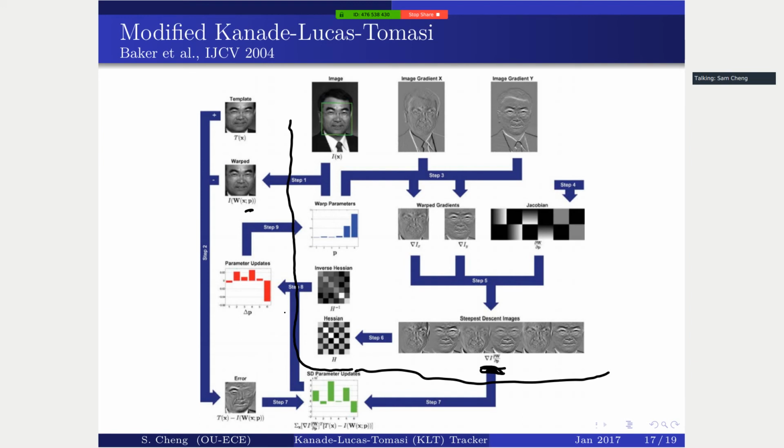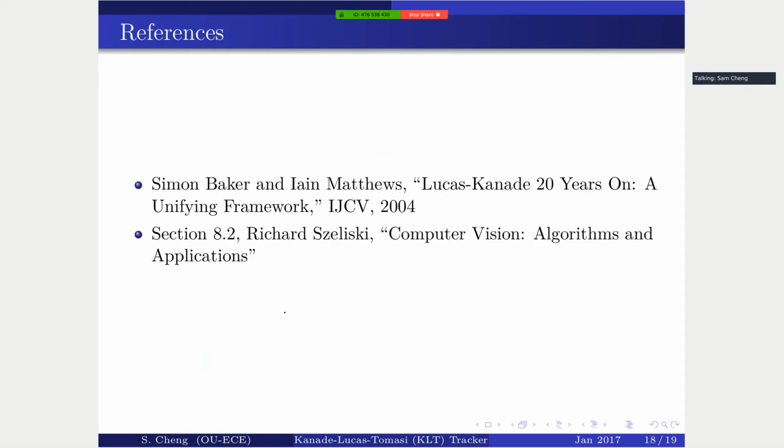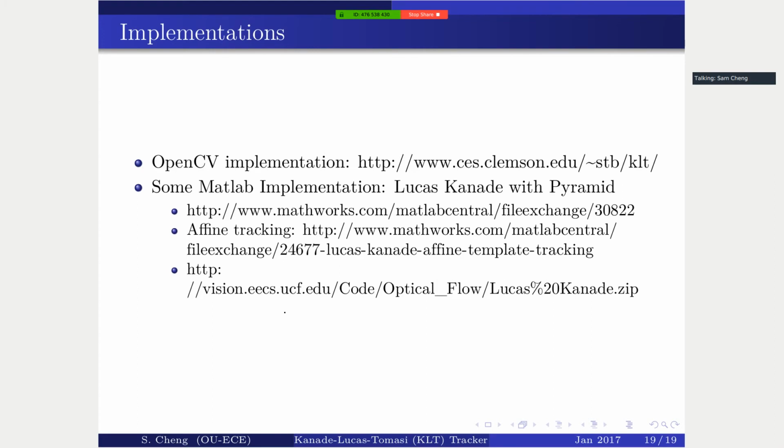So if I try to find an implementation for this one, okay, I think there's an implementation here, but I didn't check it again. But I cannot find an OpenCV implementation for this general algorithm.